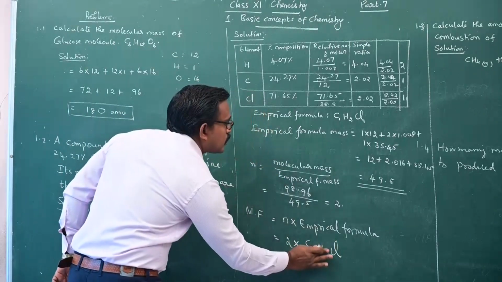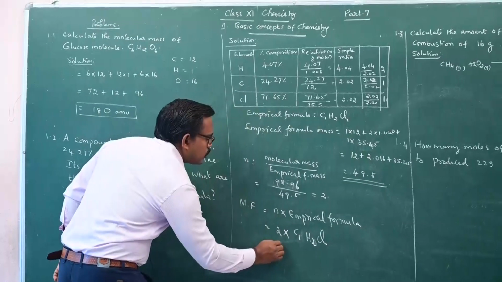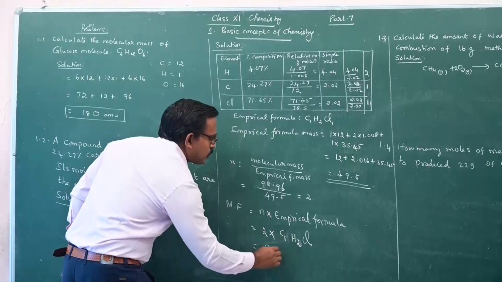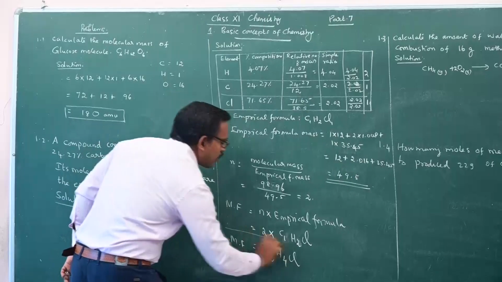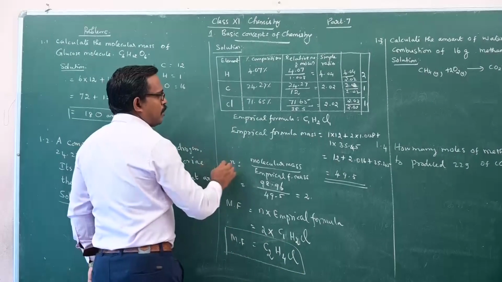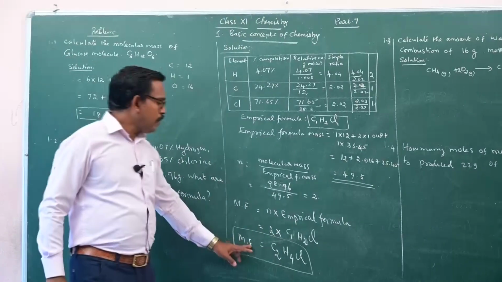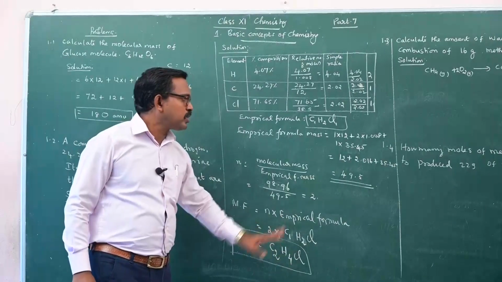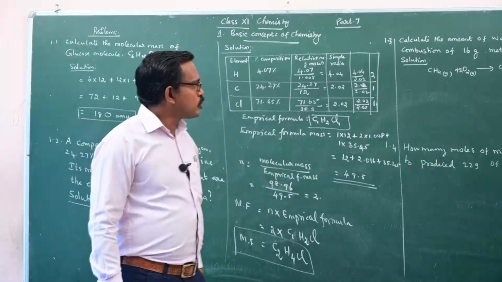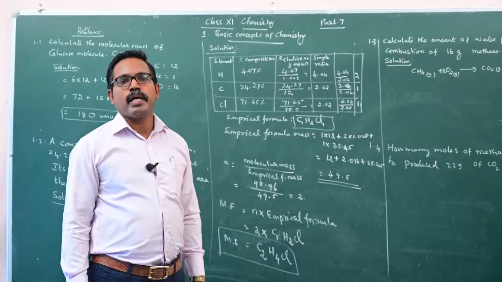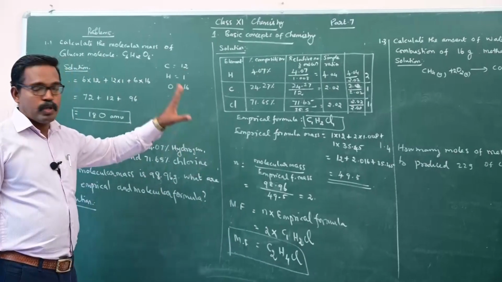CH2Cl. So, the final formula is C2H4Cl2. This is the molecular formula of the compound. Empirical formula CH2Cl, molecular formula C2H4Cl2. It is a very simple question. In your textbook it is elaborately explained, but from the examination point of view you can write this much only.